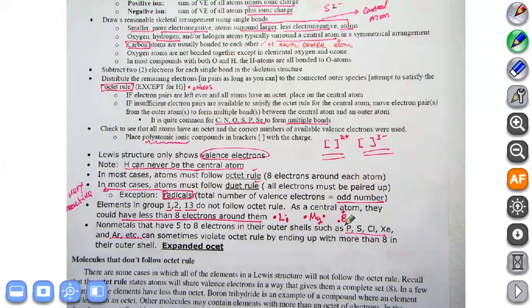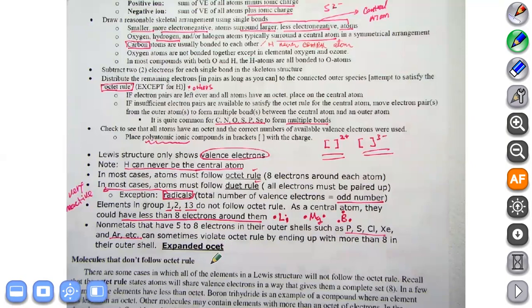There are other exceptions as well, like nonmetals, particularly in, not groups, periods, periods 3, 4, and maybe 5, like P, S, Cl, Xe in the middle, being a central atom. They can have what's called an expanded octet, meaning they can be surrounded by more than 8 valence electrons. So these would be the ones with 5 domains and 6 domains. And we'll get to the meaning of domains in just a moment.